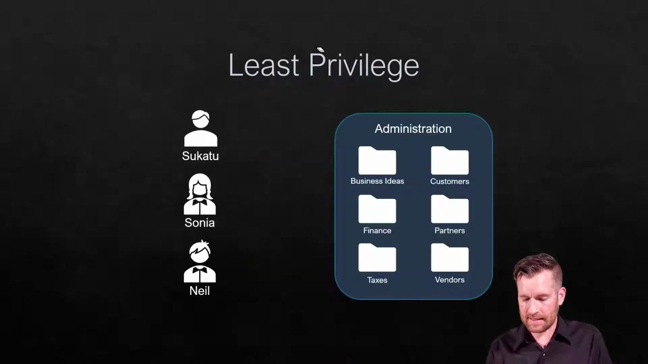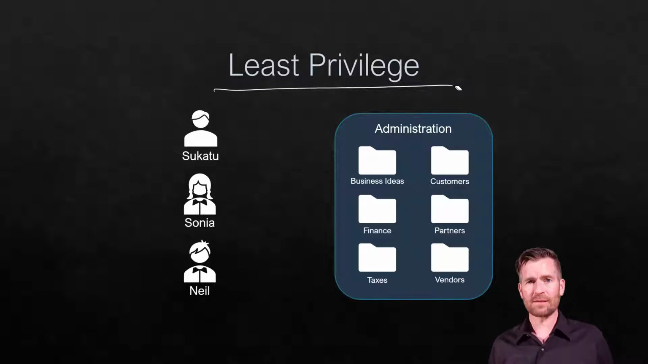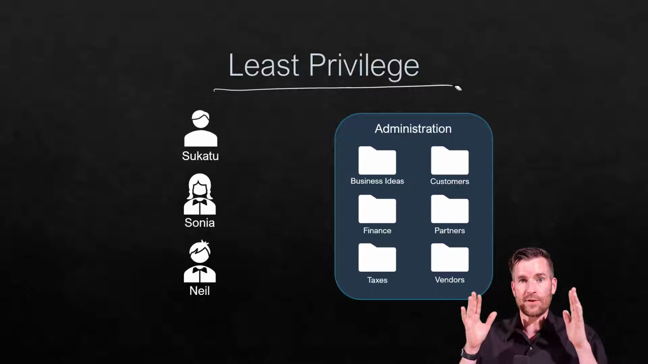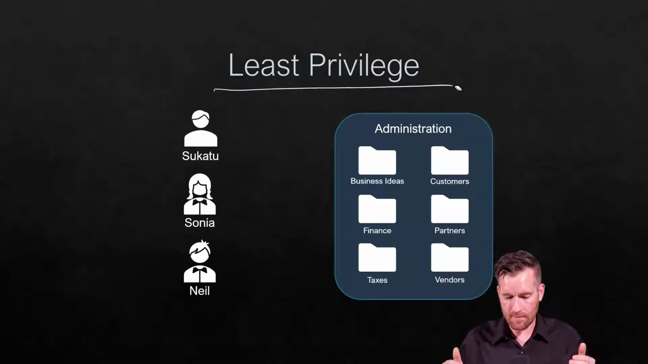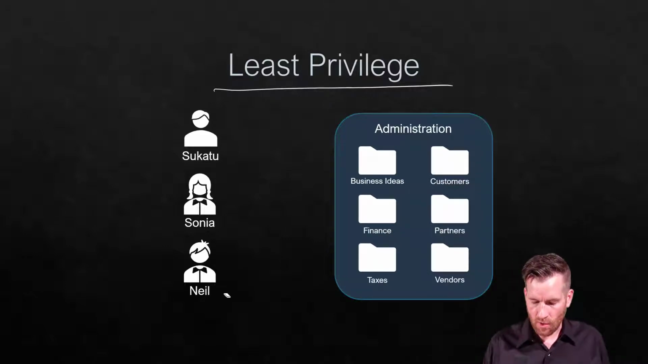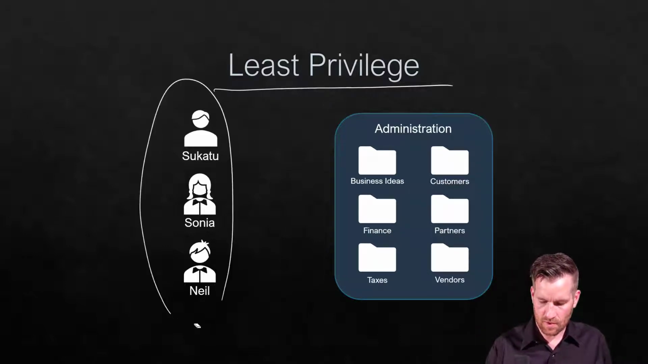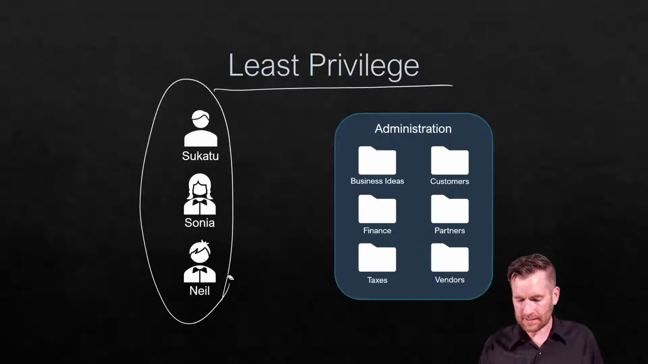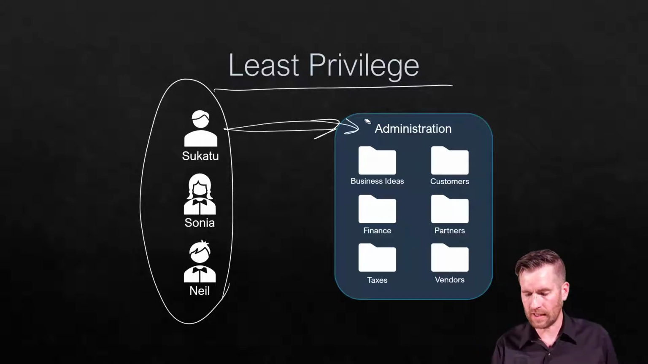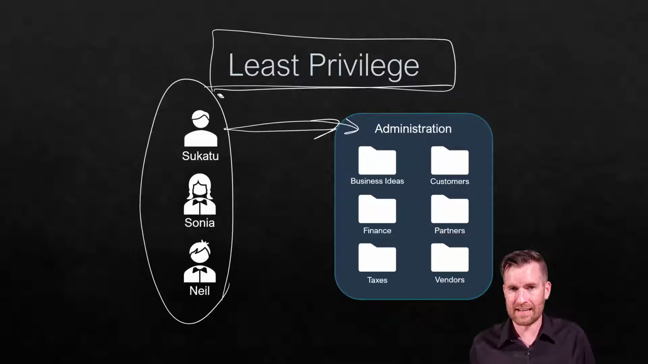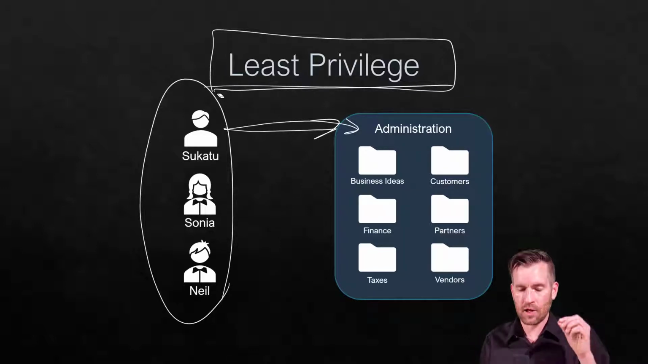Then you have this idea of least privilege. Least privilege is the idea that we don't want to open up any security holes if we don't have to. We minimize the impact that a security issue might have. So an example of this is, let's say Suketu, Sonia, and Neil are all part of the administration staff. So they have access to some of the administration resources. But rather than just give them access to everything, we are going to give them access to just what they need, the least amount of what they need to do their job.